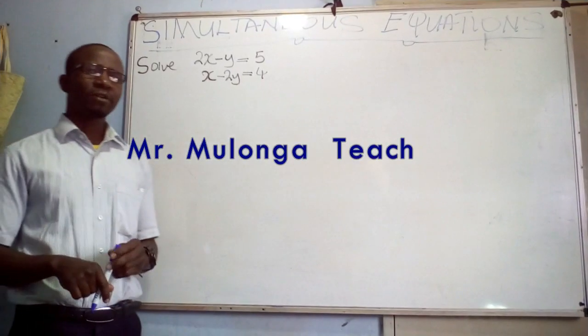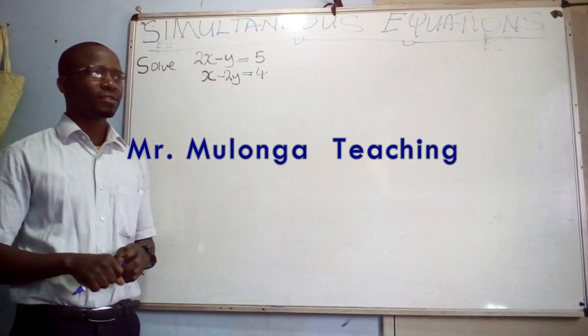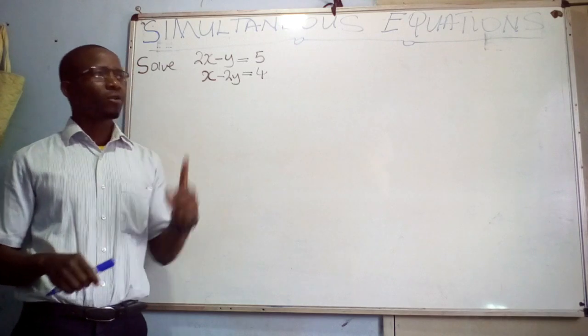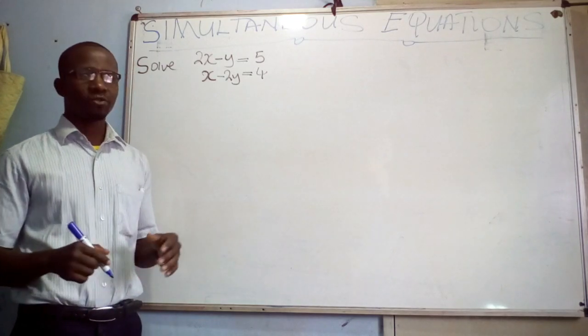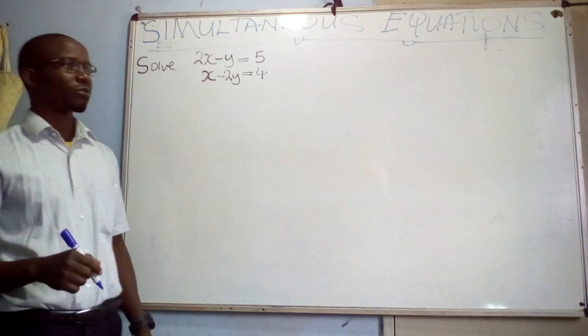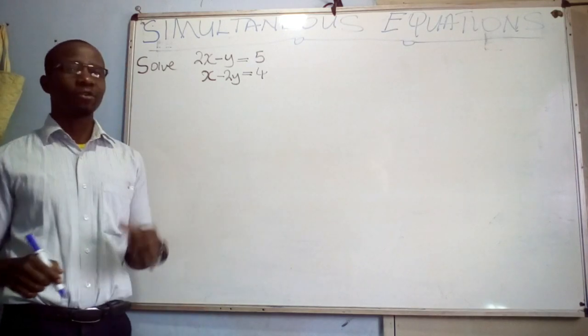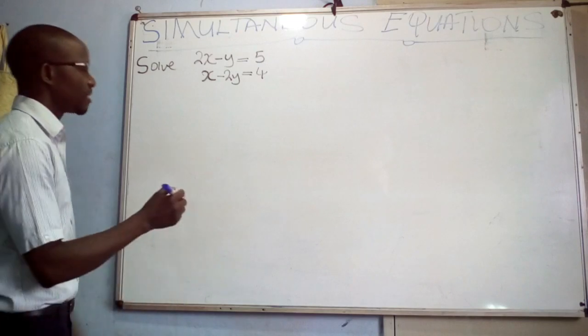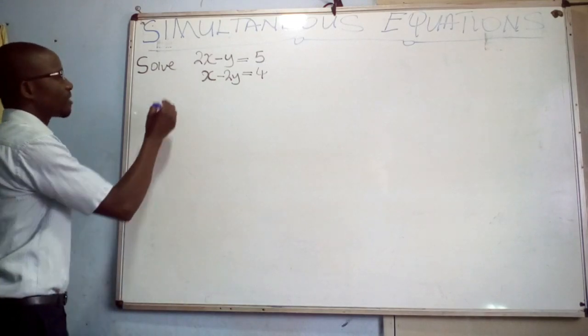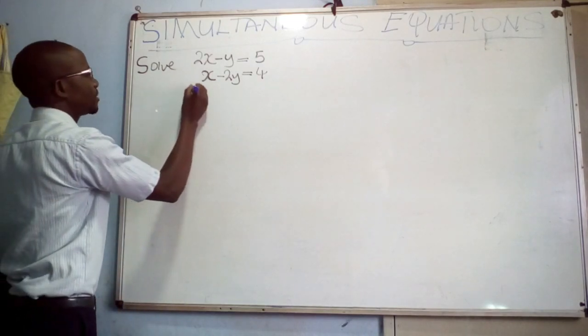I'll basically talk about 4 methods of solving these systems of equations. One of them is the matrix method, so we'll start with the matrix method. Then we'll go to the elimination method, substitution method, and graphical method. So we start with the matrix method. We say solutions.